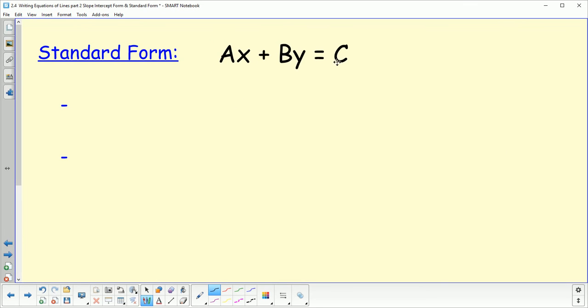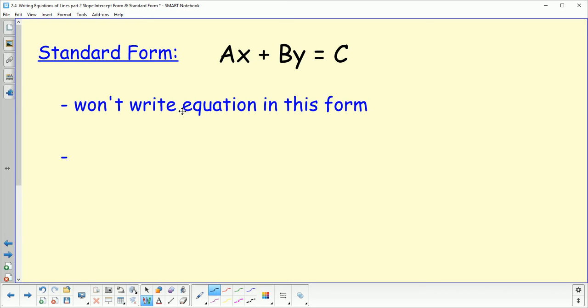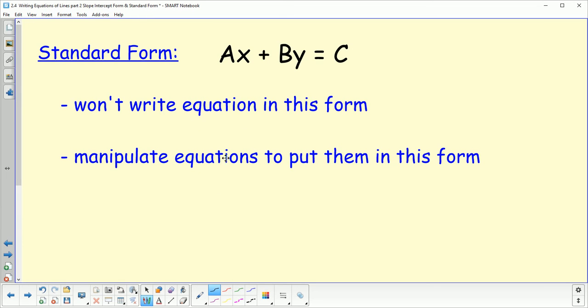Remember, that's ax plus by equals c when we have your variables on one side and your constant on the other, or sometimes you may even see an equation with your constant on the same side, and we only have to do a little manipulation to get rid of that. Okay, so we're not going to actually be able to write an equation in this form. We're going to have to figure out our slope and our b, and we're going to manipulate a little bit to put it in this form.